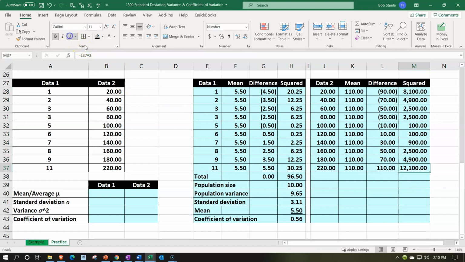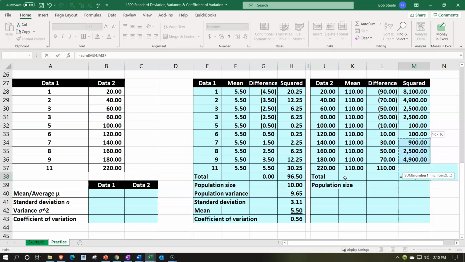Font group and underline. And then we've got the population size. So this is going to be the total. We'll just pull the same over here. Population size. The size of the population then is going to be, let's do the total first. Total is going to be the sum of these. So there we've got the 38,600.